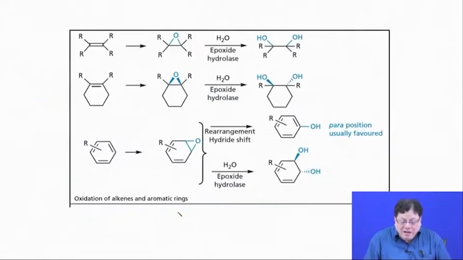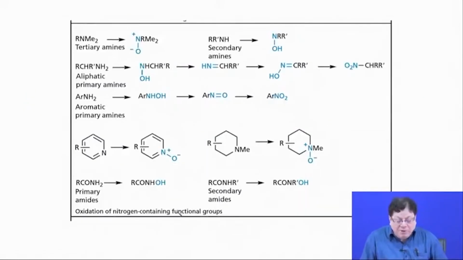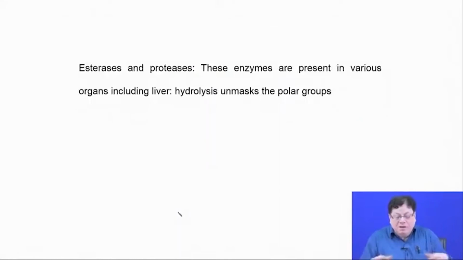Okay. The second type of removal or the metabolism, making the molecules more polar, making the drugs more polar, is, as I said, conjugation.